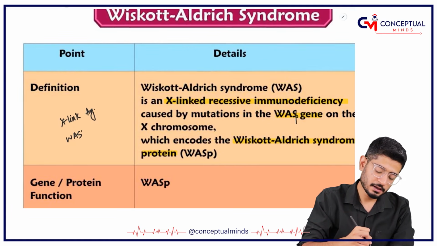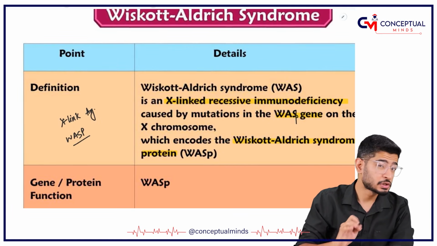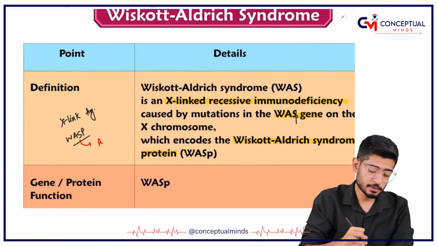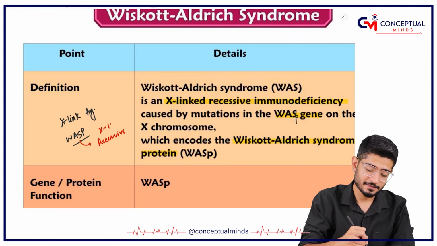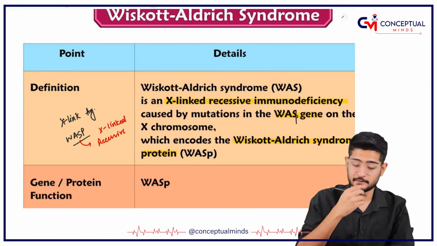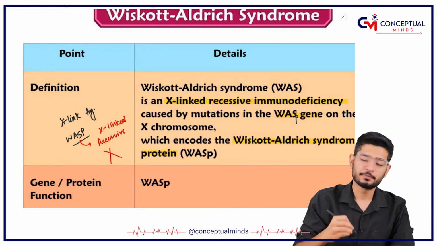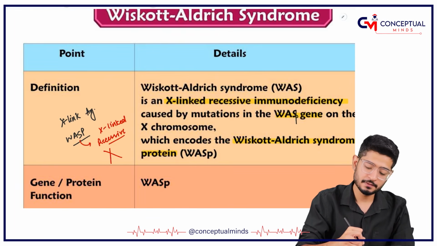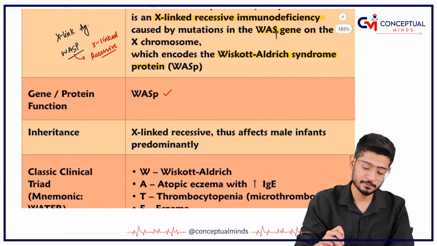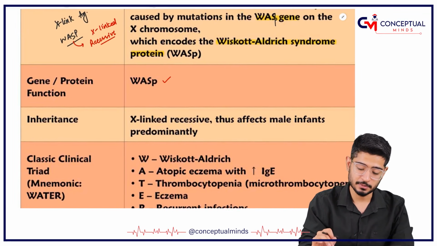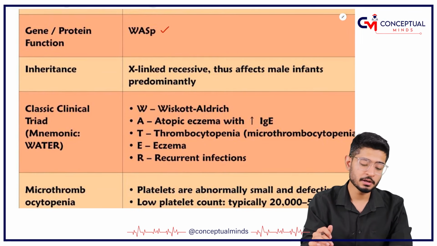And we used to remember that WASP is not a good thing, so it should be recessive. See, one WASP came, so X-linked recessive. It should not come as X-dominant, it should be recessive. This is how we used to remember it during our MBBS days. So the gene is the WASP gene, and it is X-linked recessive.